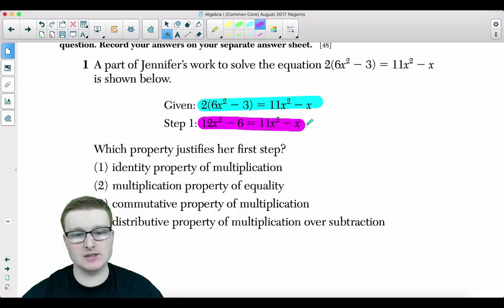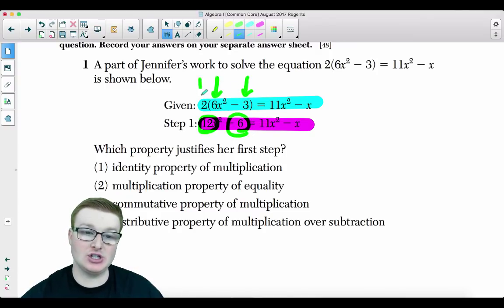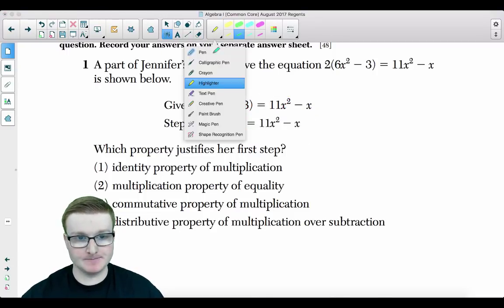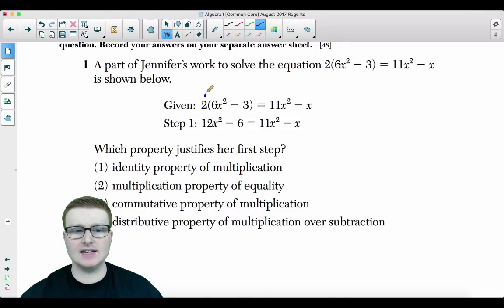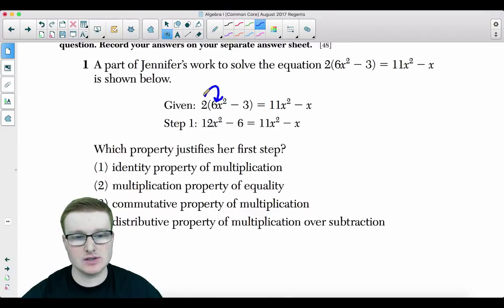Well, what is the difference between the blue line and the pink line? Clearly I see something going on here with a 12 and a negative 6. That is not the same thing as up here. We have a 6 and a 3, and we got that 2 out front. So what is Jennifer doing to get from the blue to the pink? Well, clearly she's doing what's called the distributive property. She's taking that 2 and she's multiplying it, or distributing, throughout the parentheses. So the 2 times the 6x squared and the 2 times the negative 3.